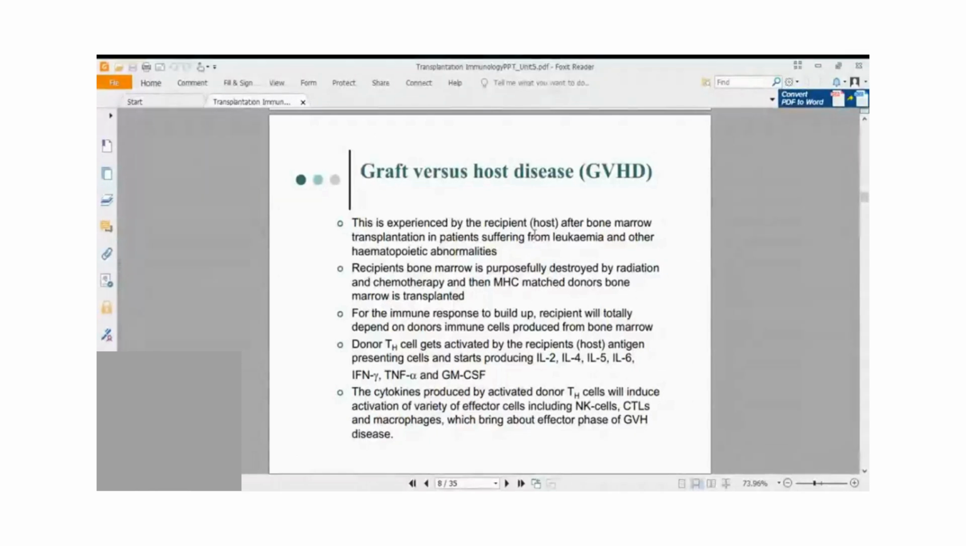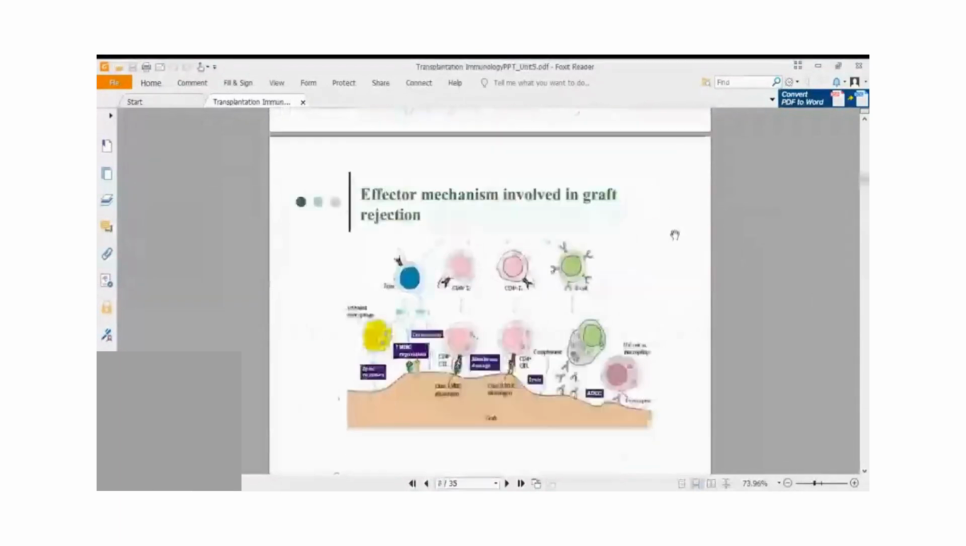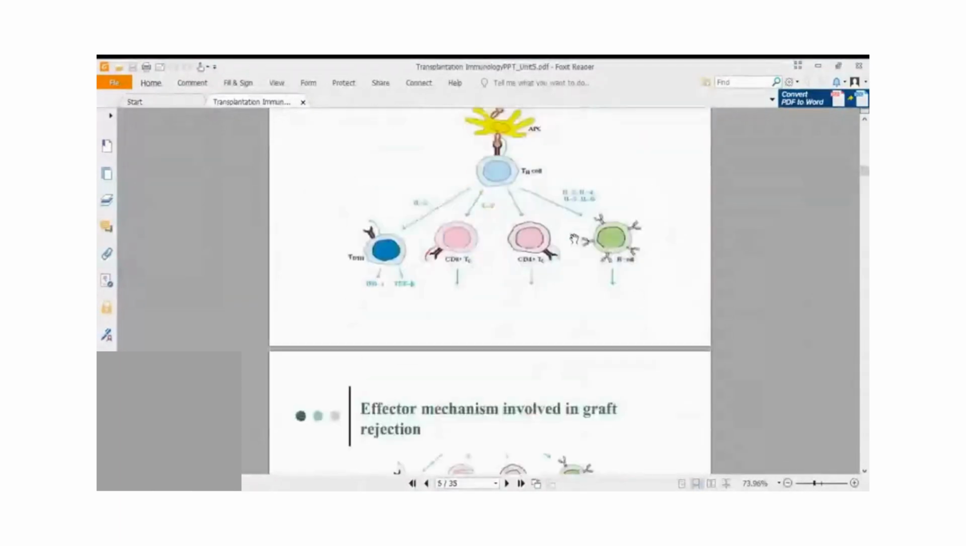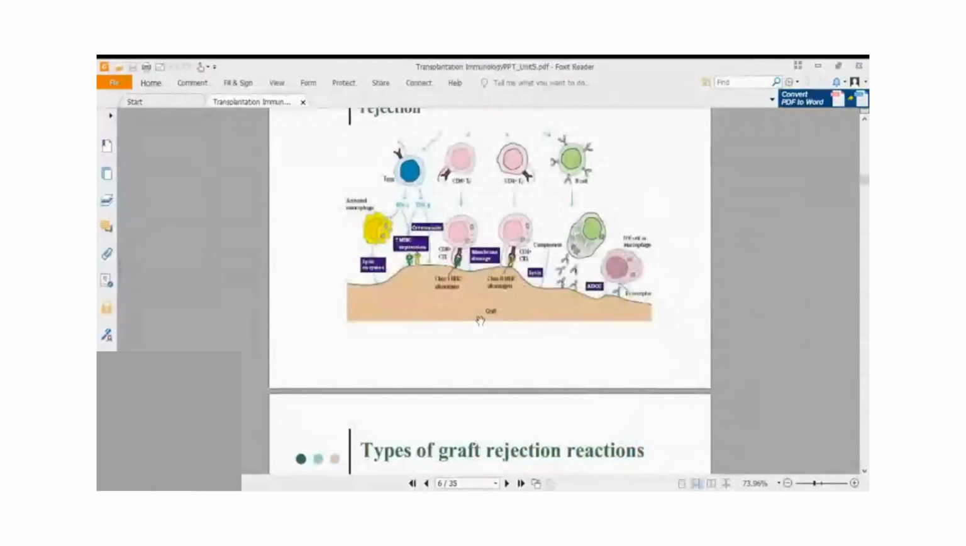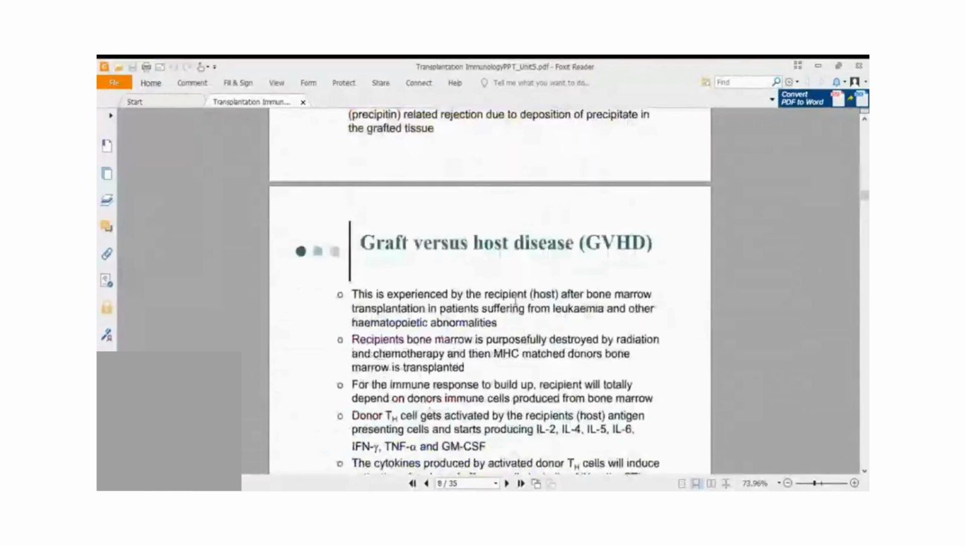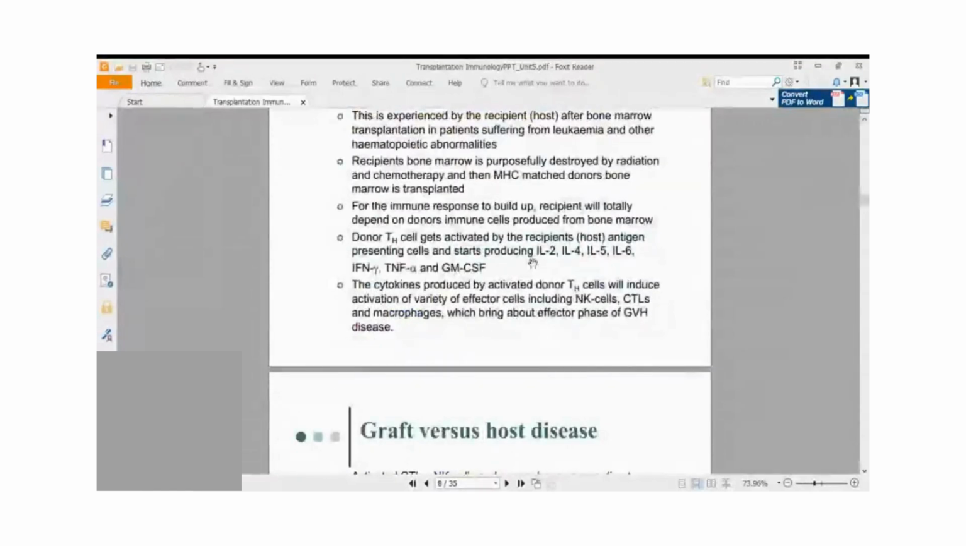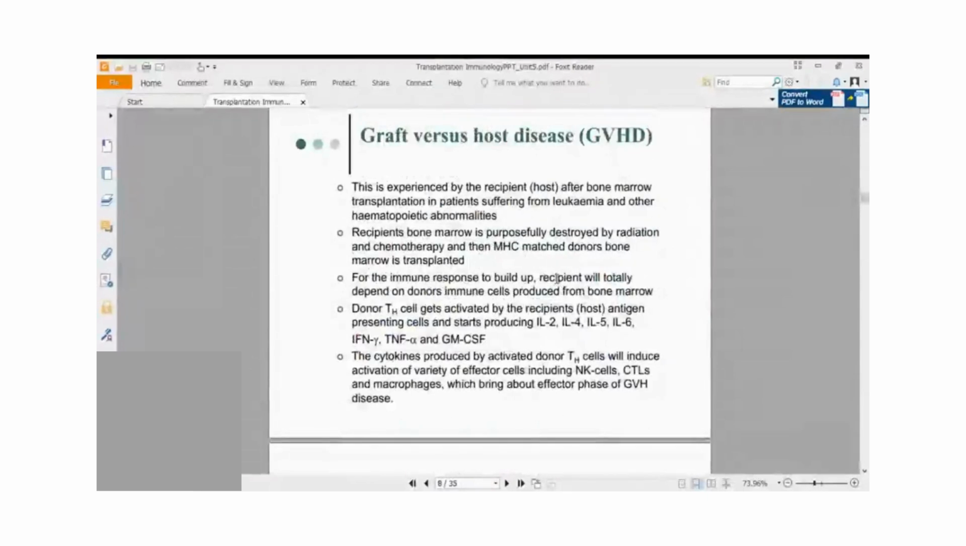In the former case, what we had talked about in the effector response, the host is mounting an immune response against the graft, which is quite natural. But here, in the case of bone marrow transplantation, it is opposite because the recipient is immunocompromised. The bone marrow, that is the primary immune organ, is now responsible for production of all immune cells, will sample the antigens of the recipient and start getting activated.